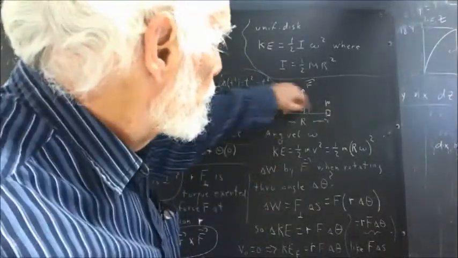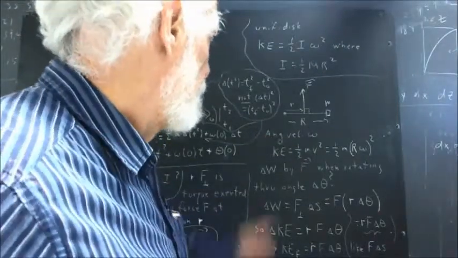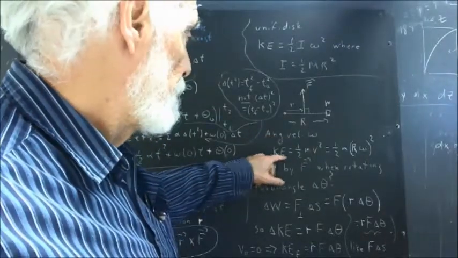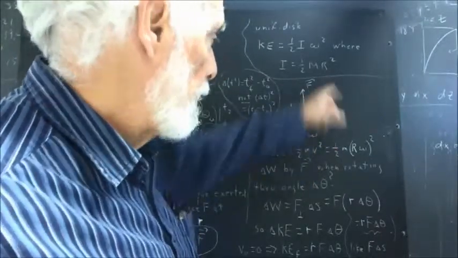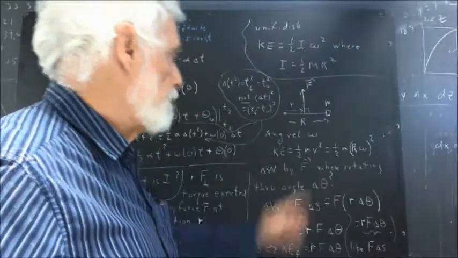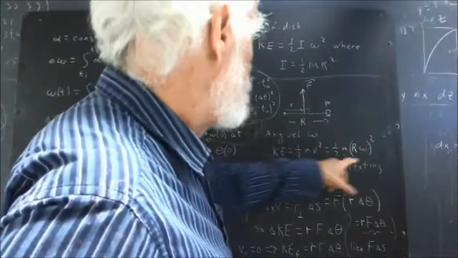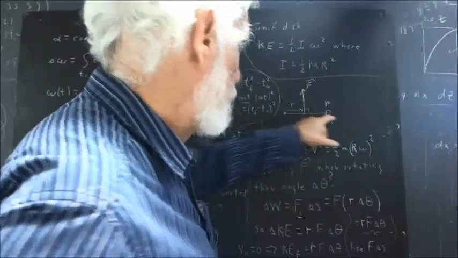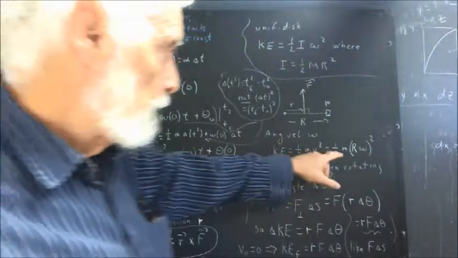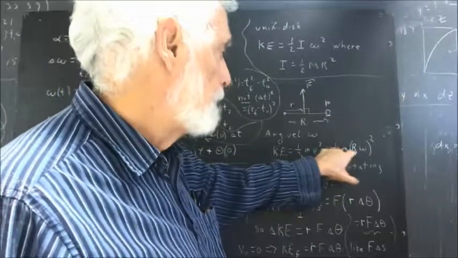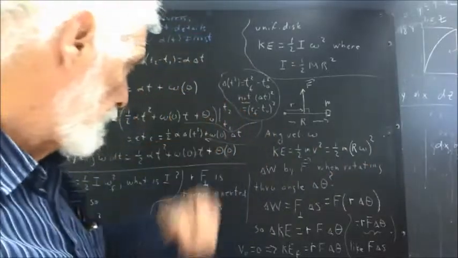So if this system has angular velocity omega, its kinetic energy is what? It's 1/2 mv squared, where m is the mass and v is how fast it's moving. But v, how fast it's moving, is the product of its angular velocity and how far it is from the axis of rotation. And we want this expression in terms of m, big R, and omega. So there's our expression for kinetic energy.